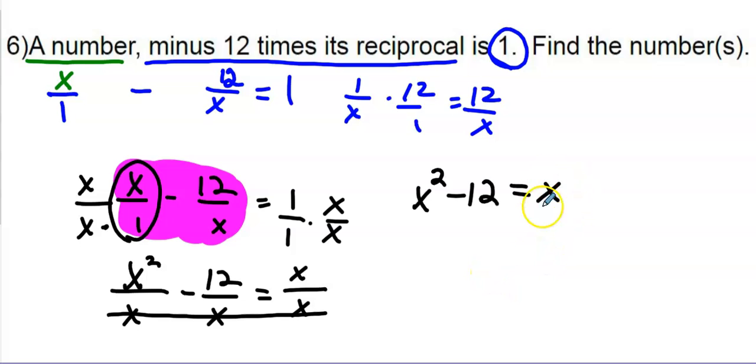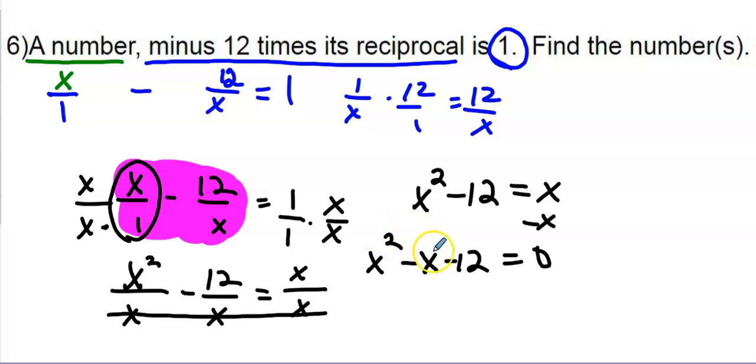I need to get 0 over here on the right side. To do that, I need to subtract x on both sides. There are no like terms for x over here, so I'm going to rewrite x squared minus x minus 12 equals 0. Now I can factor this part, and I can find the two answers that would work.